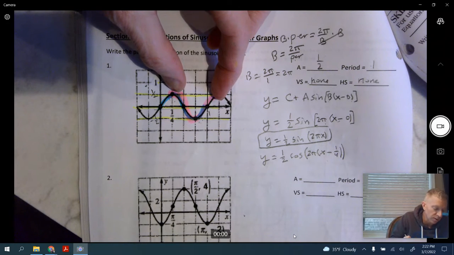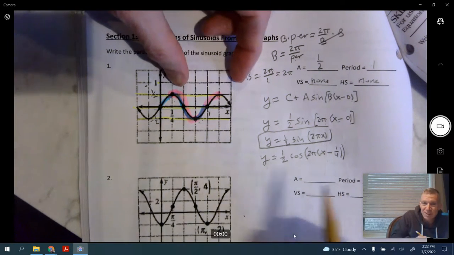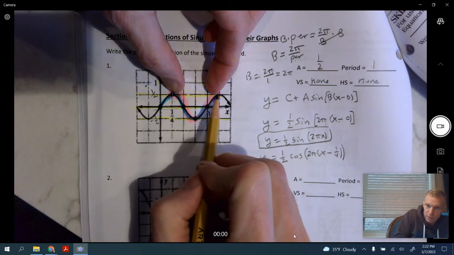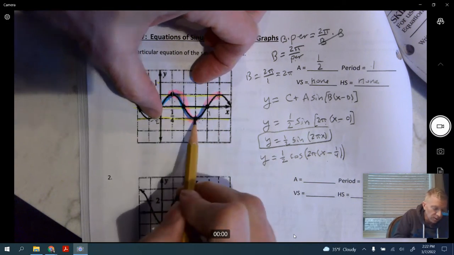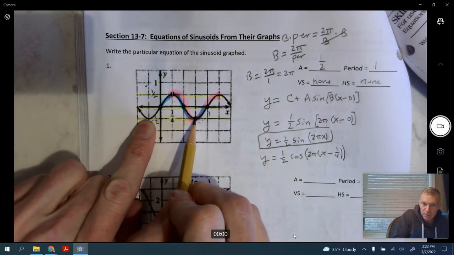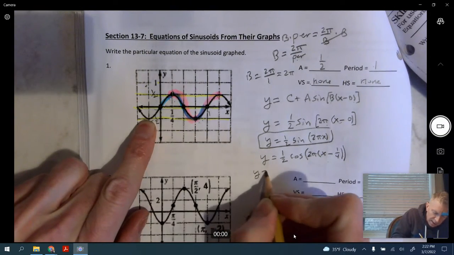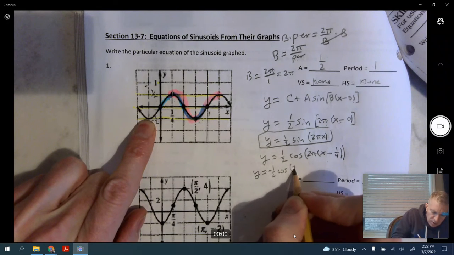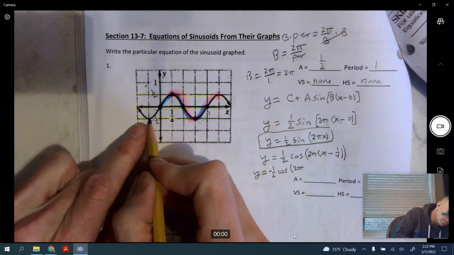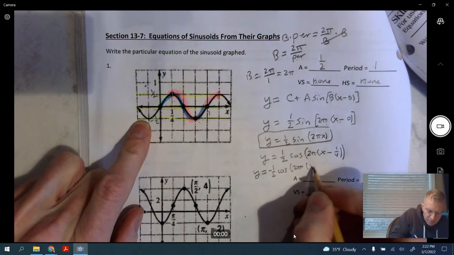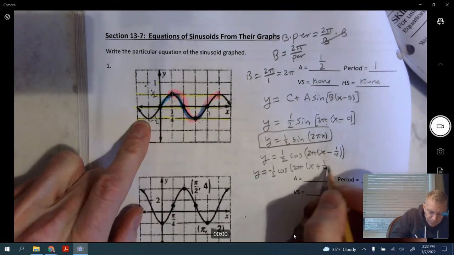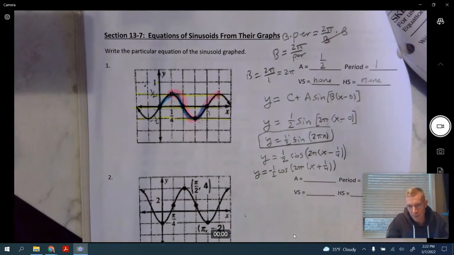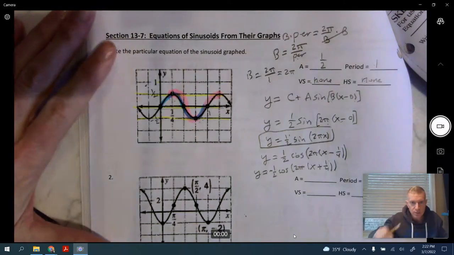There are an infinite number of correct answers. Okay, sometimes it's easy to just go from a max to the next max, and you know you've got a positive cosine graph. I could have gone from here to here and made it a negative cosine graph. So let's look at what that would look like. That would be y equals negative 1/2 cosine of 2 pi, but now that one's shifted 1/4 to the left, so it'd have x plus 1/4. All three of these are equally correct. There are an infinite number of correct answers. Okay, let's do the next one.